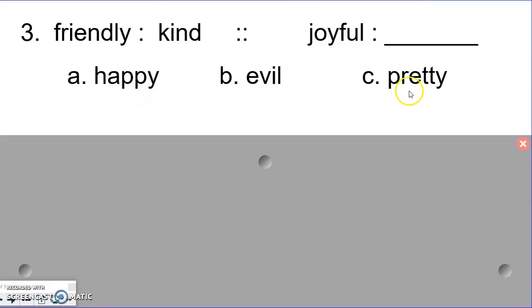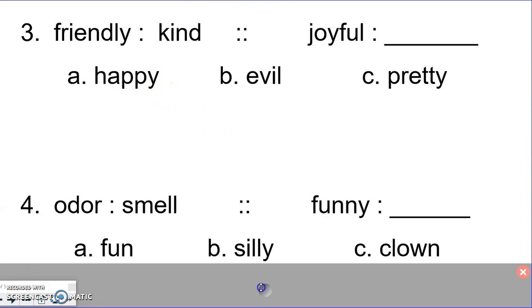So show me with your fingers what you're thinking. 1 for A, 2 for B, or 3 for C. Which of our answer choices would correctly complete the analogy? Friendly is to kind. Those two words are synonyms. They mean the same thing. As joyful is to blank. So we need a synonym, a word that means the same thing as joyful. All right, I hope you're showing me a 1 for letter A, which is happy. Friendly is to kind. Those two words are synonyms. They mean the same thing. As joyful is to happy. Those two words are synonyms. They mean the same thing.